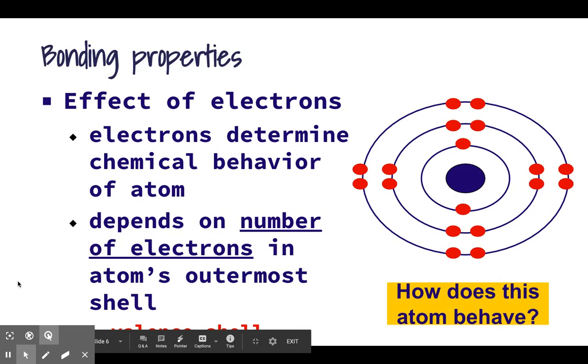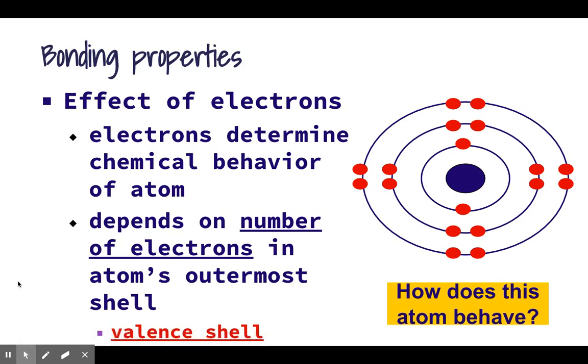Our bonding properties include the effect of electrons. Whenever elements bond together, they bond using the outermost electron shells. So electrons determine the chemical behavior of the atom. It depends on the number of electrons found in the atom's outermost shell, also known as the valence shell.